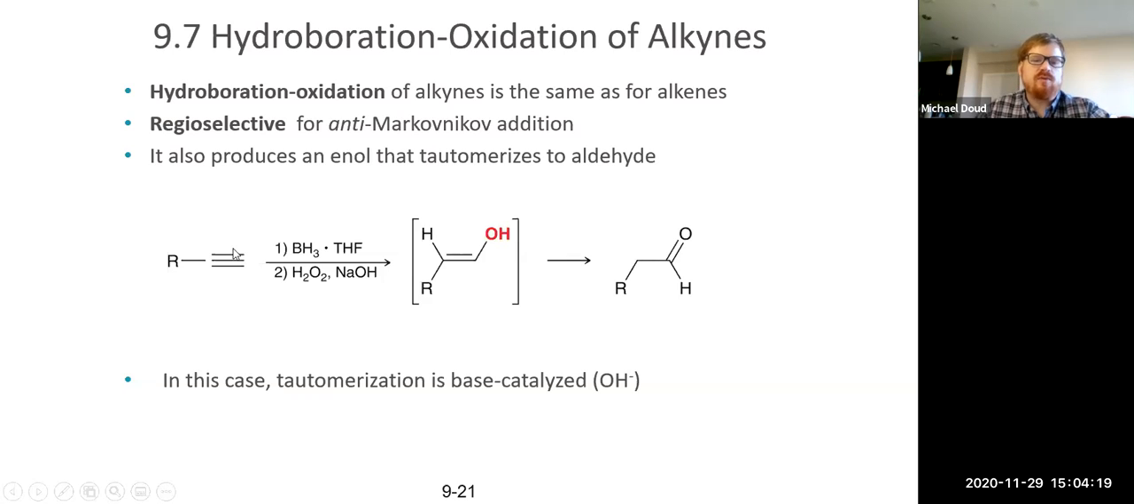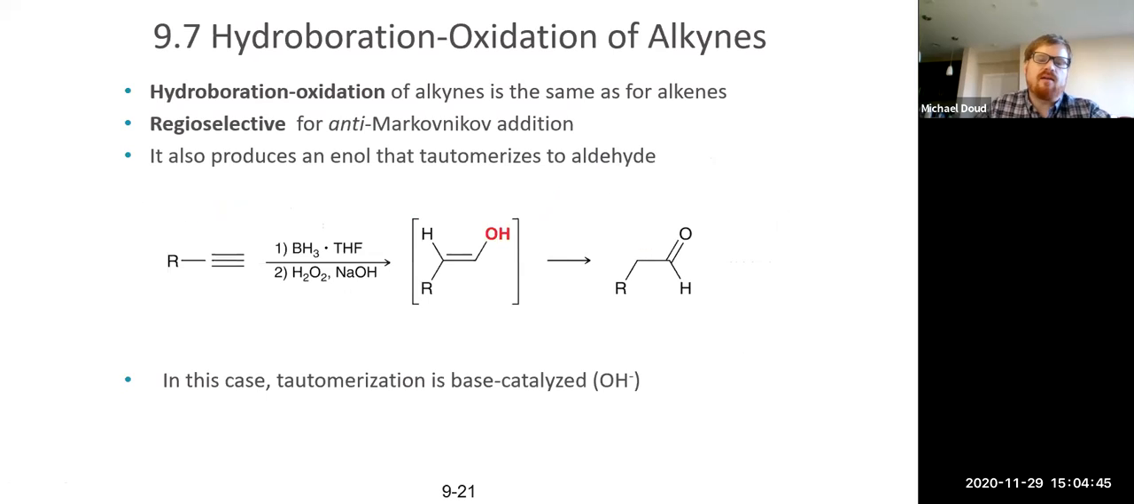And in this case, because we have a terminal alkyne, when we tautomerize our enol, this enol actually tautomerizes to an aldehyde. So just keep this in mind. Now, this tautomerization has to be catalyzed by a hydroxide. Otherwise, it does have a stopping point here until you add a base. But the enol itself isn't usually as useful as the aldehyde.